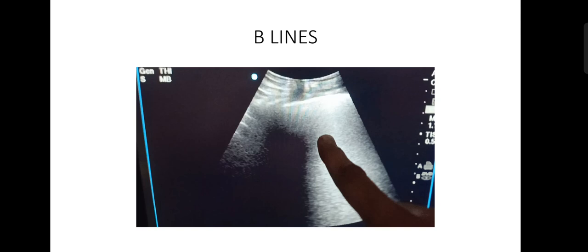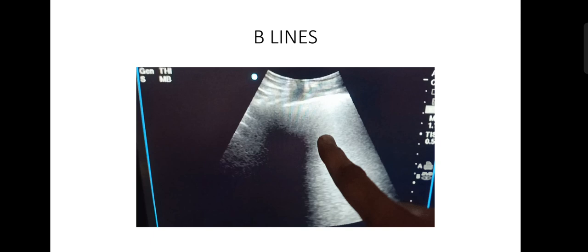What about the B lines? The B lines, they start right from the pleura, and they are produced when the air is replaced by something, fluid or consolidation. And the B lines are described as like rockets which fire from the pleura right to the end of the screen. And you can also appreciate them like torchlights will move across the entire pleura. If there are more than 2 lines in one field, then we call it significant, and it generally implies the presence of either fluid or a consolidation.